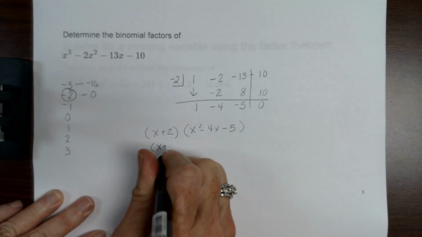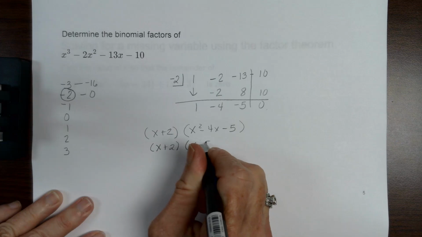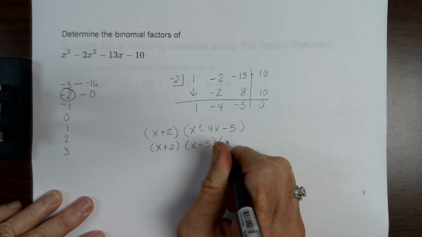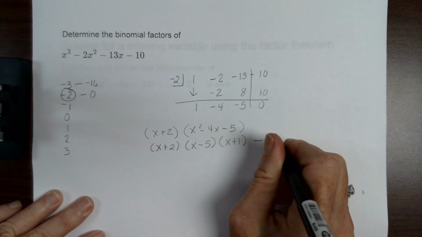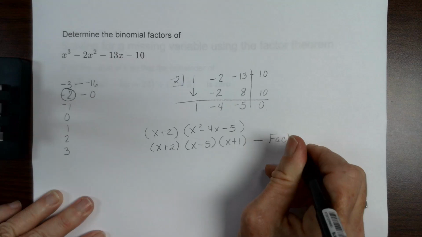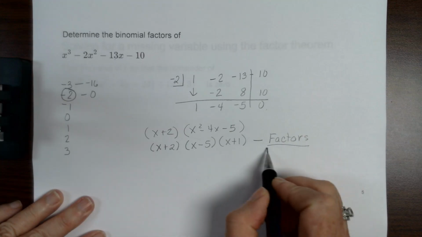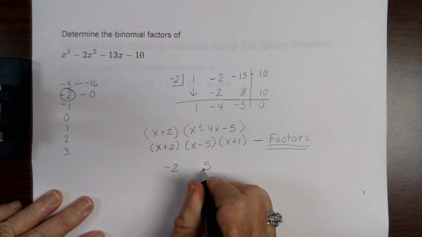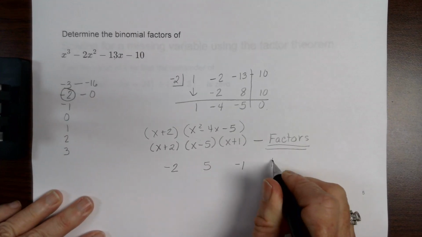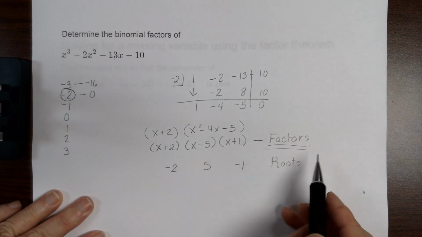Remember, factors are what you multiply together to get it. So I have an x minus 5 and an x plus 1. So these are the factors, what you multiply together to get that polynomial. If they asked me for the roots, which they didn't this time through, it would be negative 2, positive 5, and negative 1. And those would be the roots or the solutions or the zeros of those equations.